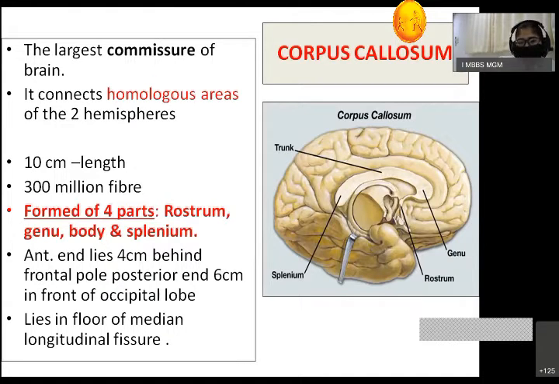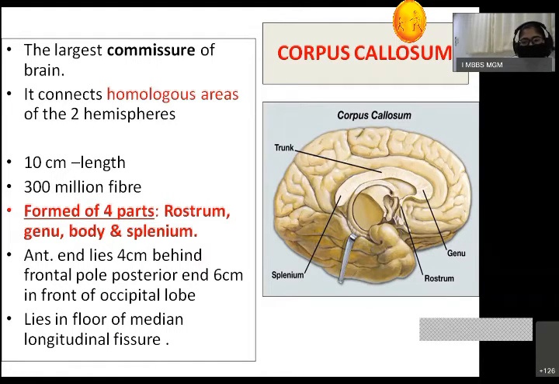Corpus callosum is an example of a commissural type of fiber. It is the largest commissure of the brain. It connects the homologous or identical areas of the two cerebral hemispheres. It is 10 centimeter in length and contains almost 300 million fibers. It shows four parts: rostrum, genu, trunk or also called the body, and the thickest portion behind, which is the splenium.